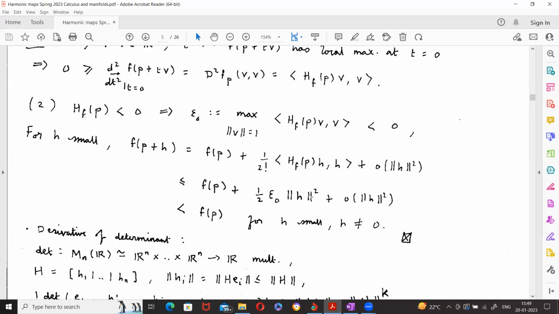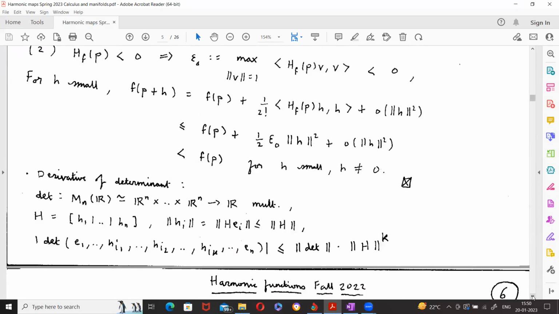This norm h squared term will dominate this little o of norm h squared term, right? So this sum will become negative. Therefore, this will be strictly less than f of p for h small and non-zero. Is this okay? Yes, sir. So that means that f has a strict local maximum if the first derivative vanishes and the Hessian is negative definite. All right, so that's the second derivative test in higher dimensions.